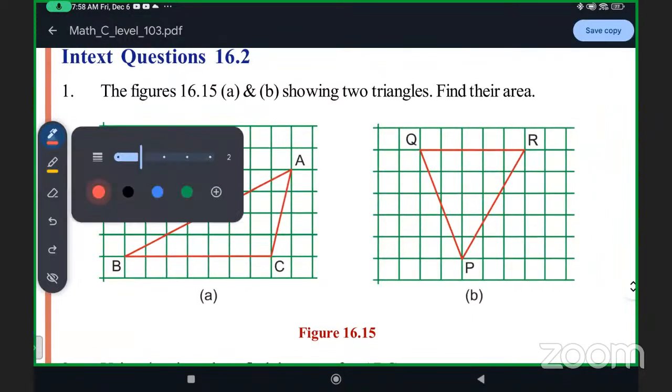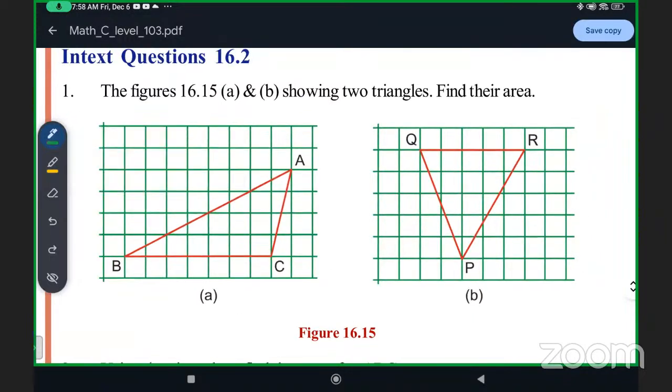So when I said that there are 9 boxes which are completely inside the triangle, this is 1, 2, 3, 4, 5, 6, 7, 8, and 9. Okay, so 9 we will take as it is.